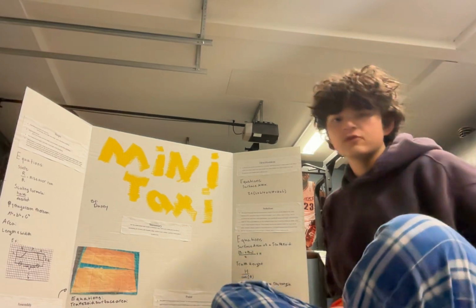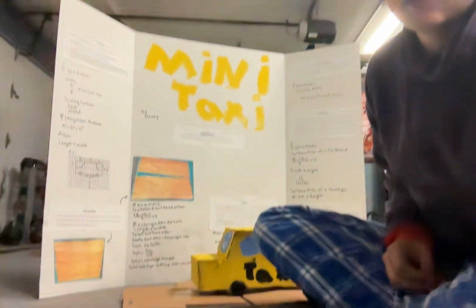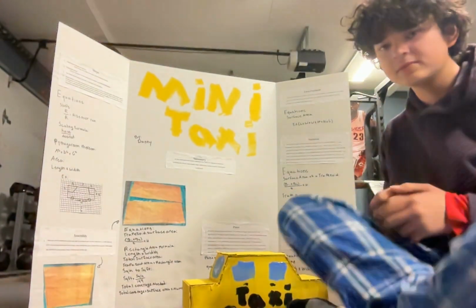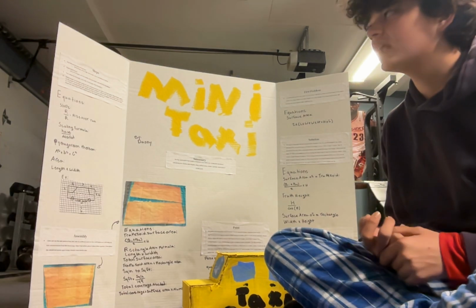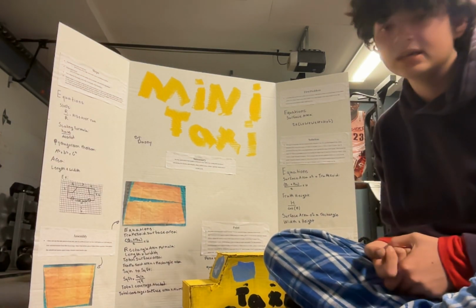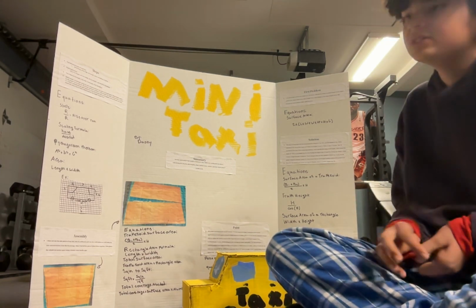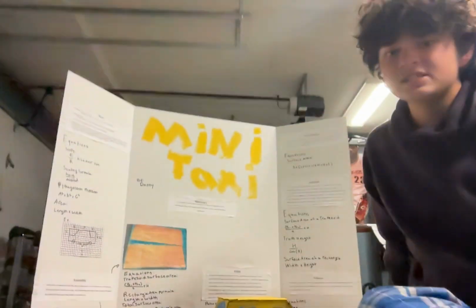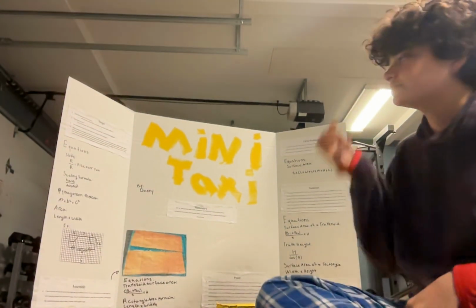The first step for my taxi was to find real life measurements. I looked on Google and I found the length to be 160 inches, the height and width to be 60 inches, and the wheelbase, which is the distance between the wheels, to be 100 inches.